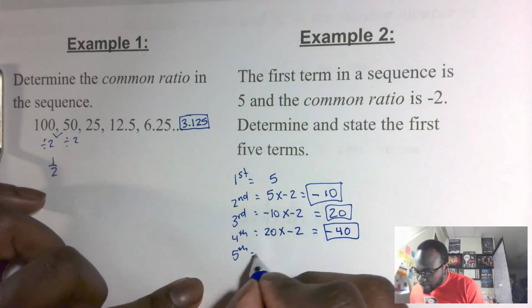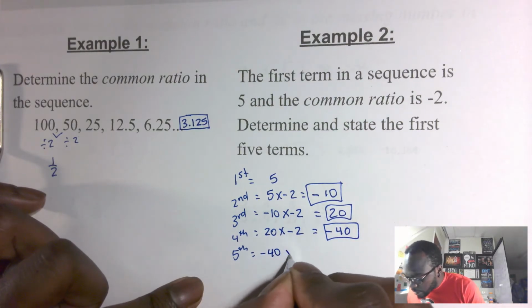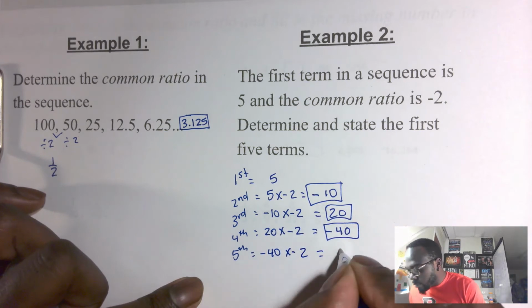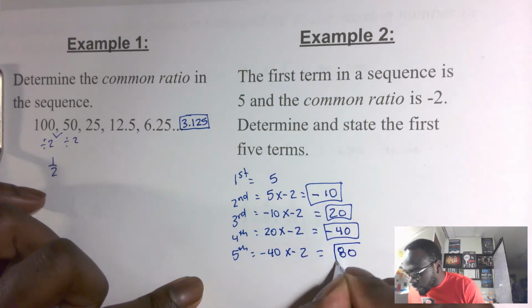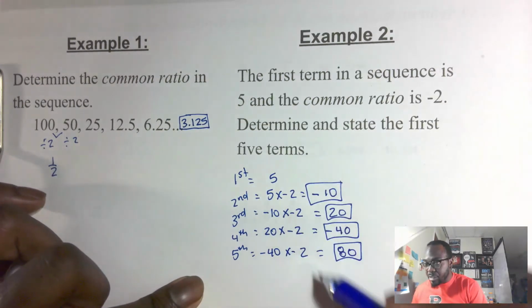And then for the fifth, it's going to be what? It's going to be -40 times -2, which gives me +80. So again, it's a common ratio. The common ratio here is -2.